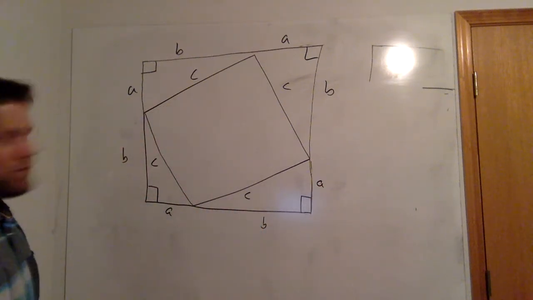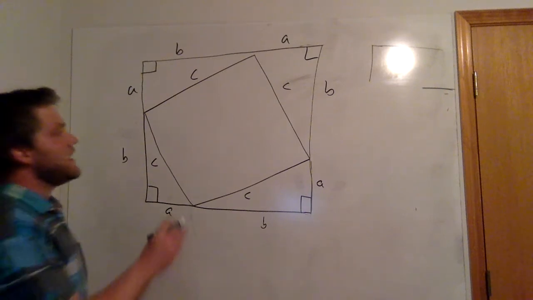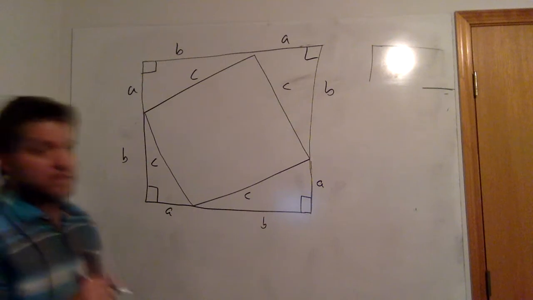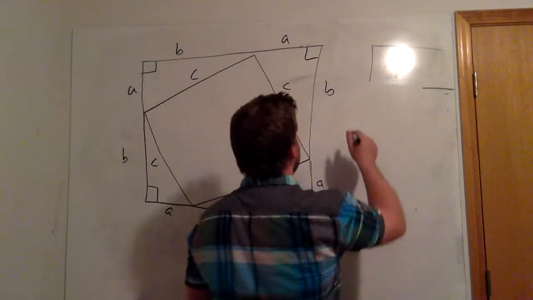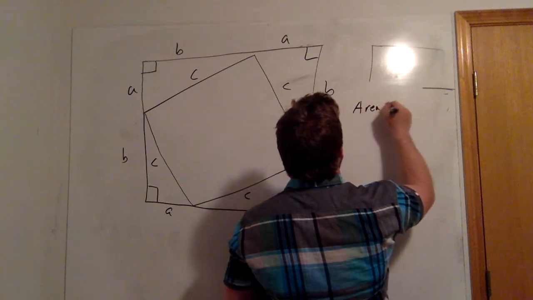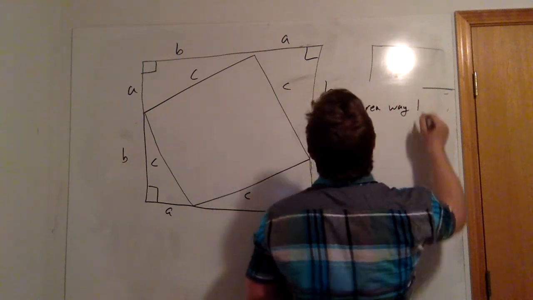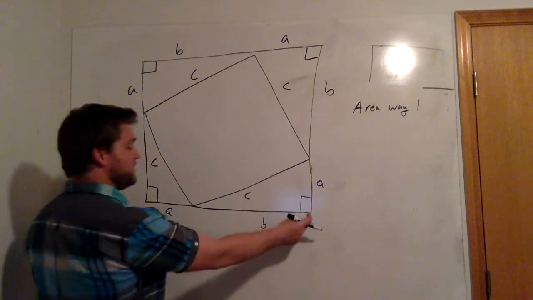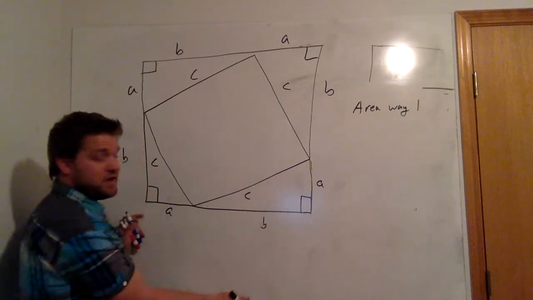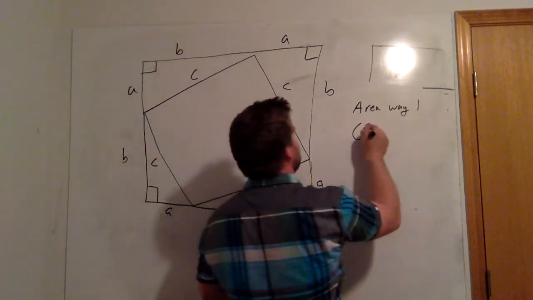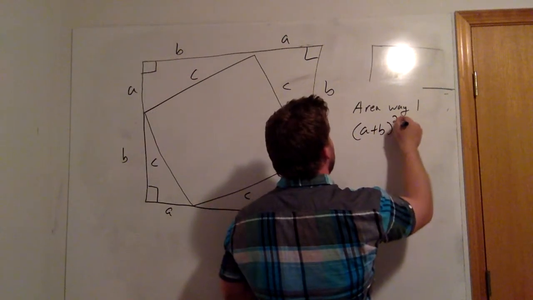So let's give you an area argument here. Let's think about the area of the bigger box in two different ways. One way we could think about the area of the bigger box, we'll write area way one, is to think that this larger box has a side length of A plus B. So its area will be A plus B times A plus B, or its area will be A plus B squared.